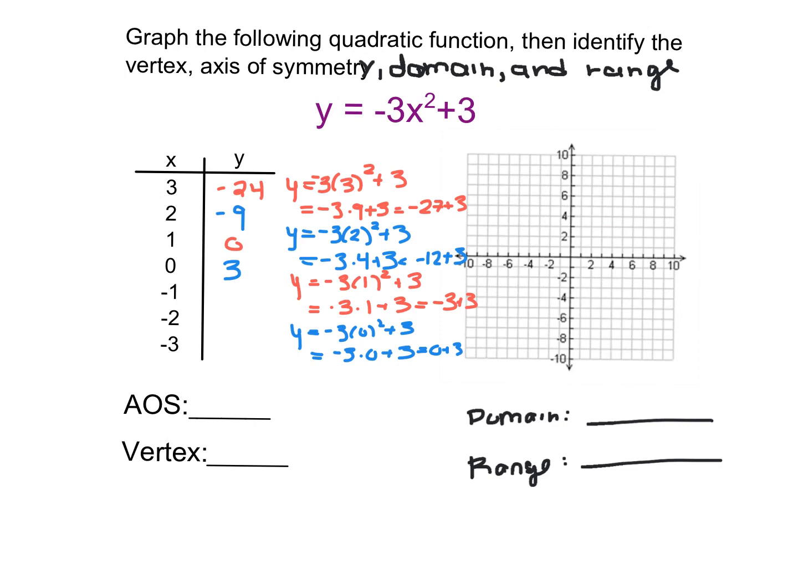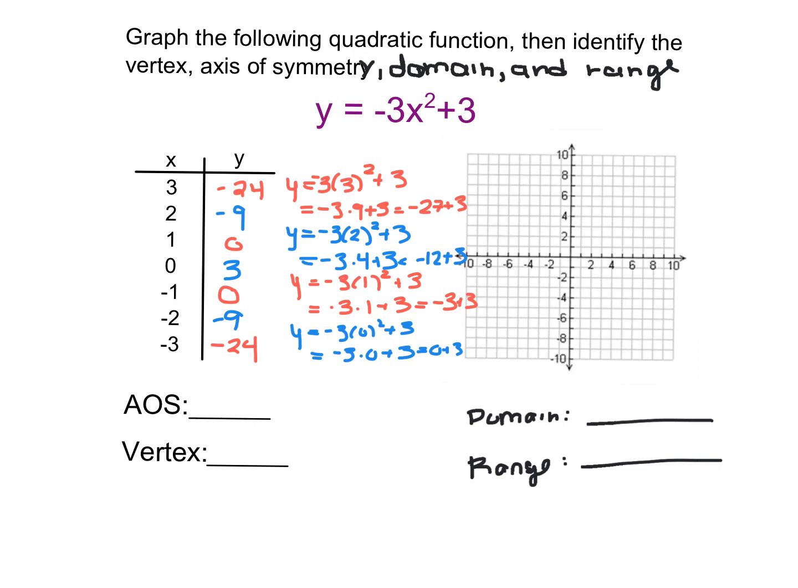Now, just for the sake of time, I'm not going to calculate all of these by hand in this video, but it would be the same process for the next 3 points, and you would find when x is -1, y is 0, when x is -2, y is -9, and when x is -3, y is -24. So you should be able to calculate those by hand just by following the order of operations.